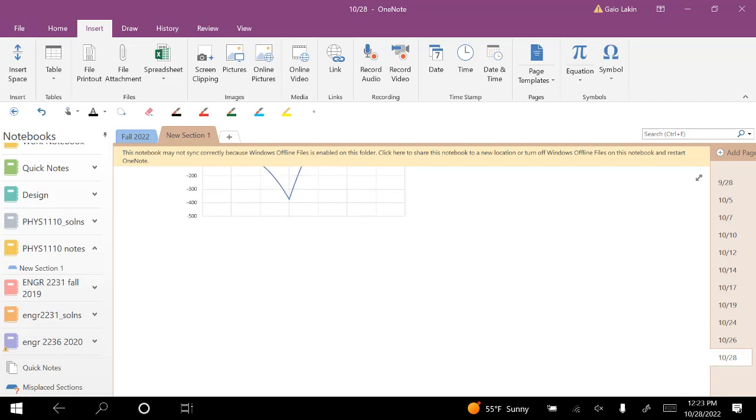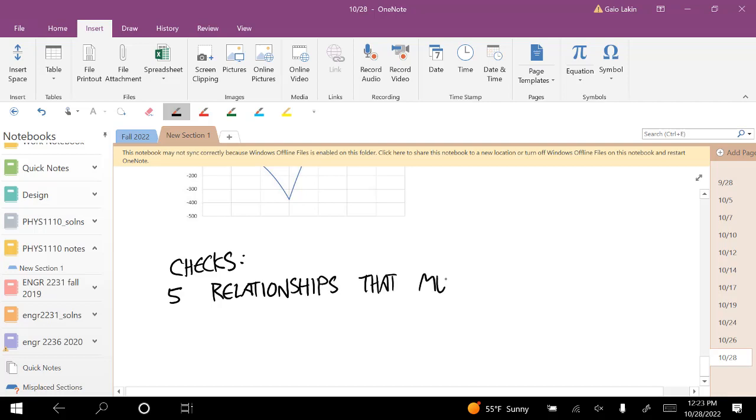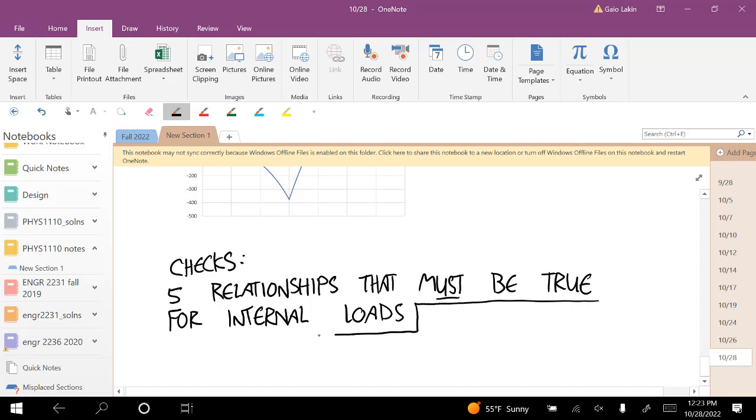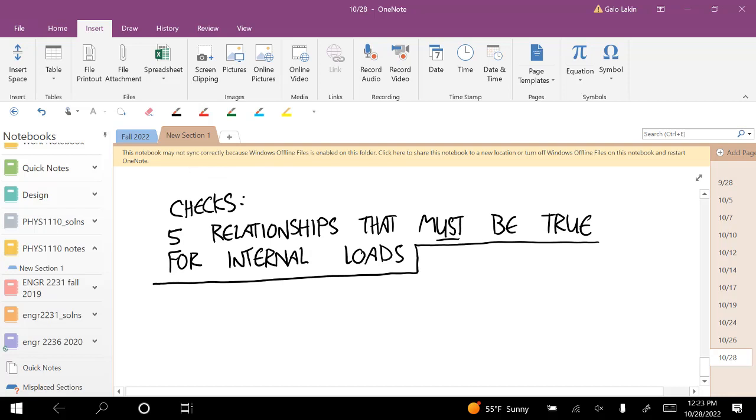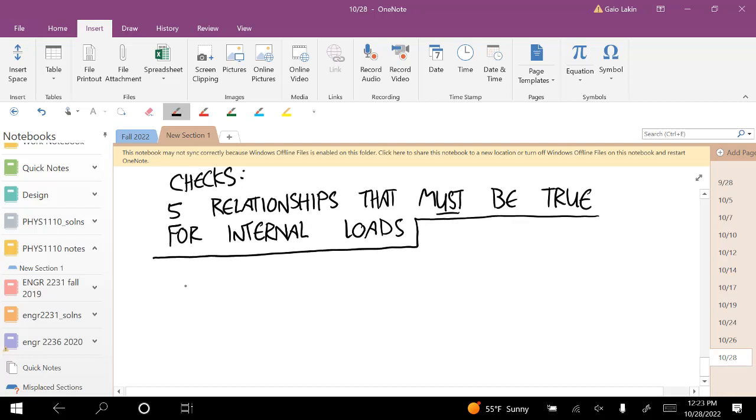So now I want to give you these checks on your answers. These are 5 relationships that must be true for internal loads. The first 2 are the derivative relationships. I've been talking about those, but I don't think I've written them down yet.